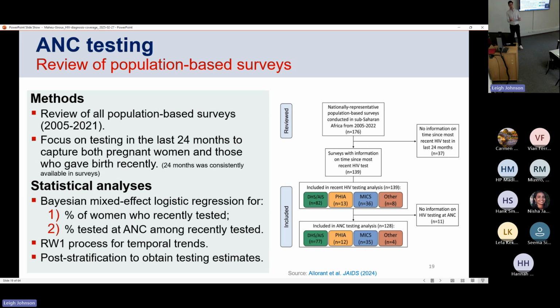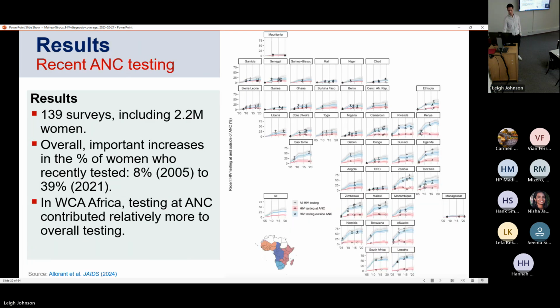And then we used a Bayesian mixed effect logistic regression, where we estimated two things: the proportion of women who've been tested in the past 24 months, and then among those tested in the past 24 months, the proportion that tested at ANC. And we were estimating temporal trend with a first-order random walk process, which is a smoother trend, as well as, once we obtained the estimates from the model and wanted to extrapolate at the level of the population, we used post-stratification using census and demographic data. So here you see the result for all countries. In total, we included 139 surveys, so that's 2.2 million women.